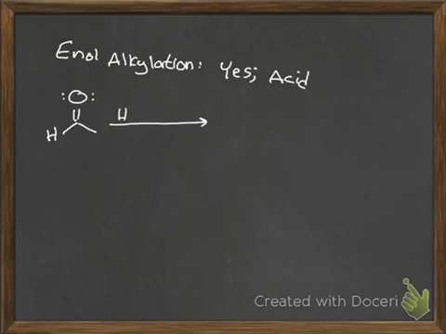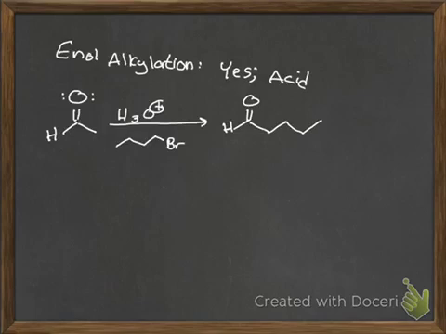We've got hydronium, usually from sulfuric acid, and we're going to go with butyl bromide this time, 1-bromobutane. The result, what we would get out of this, is 1-hexanal. So let's take a look at the mechanism as to how.